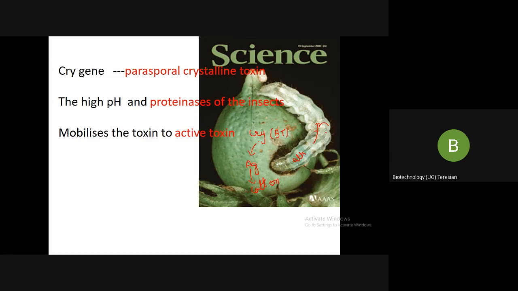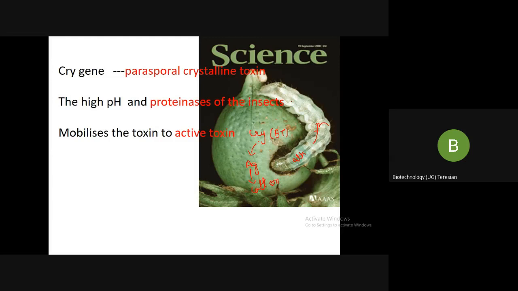So once again, I shall repeat this. The scientists have isolated the cry gene. Actually, this cry gene is in the inactive form. They transfer this cry gene into the cotton plant using the agrobacterium Ti plasmid. Now this cotton plant is a transformed plant. It is carrying the transgenic gene of this toxin.